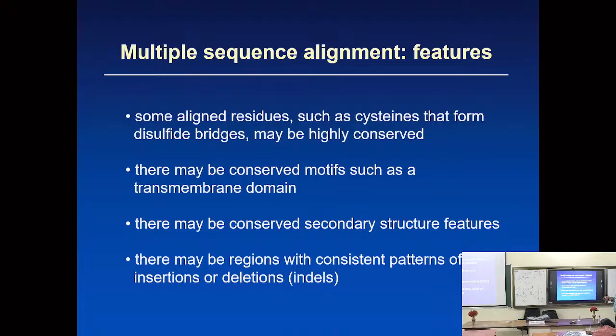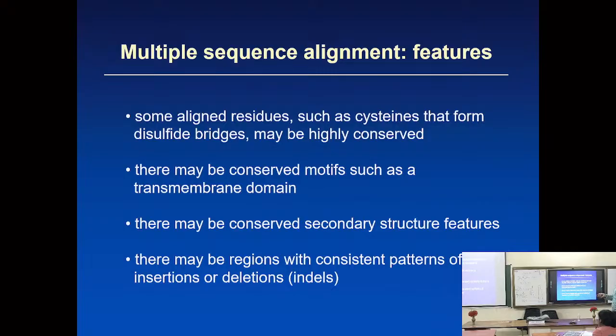Okay. So some aligned residues, such as cysteines that form disulfide bridges, are highly conserved because there is a functional constraint that cysteine should not be mutated, otherwise the function will be disrupted, right? Because of the functional constraint, cysteines could be highly conserved, and they should appear in a column highly or completely conserved in the proteins. So we will see that.